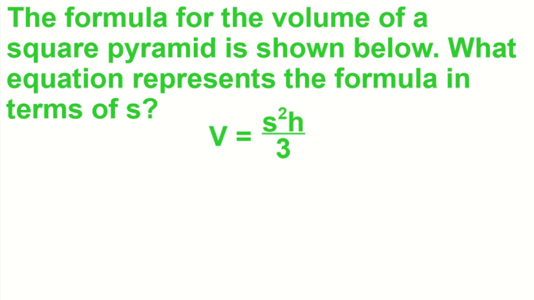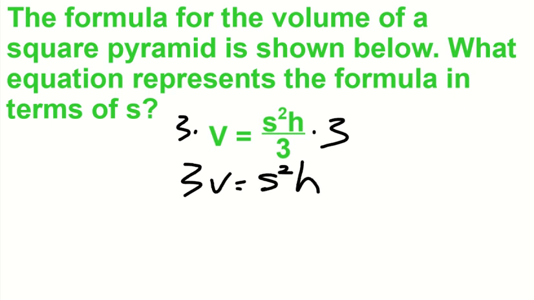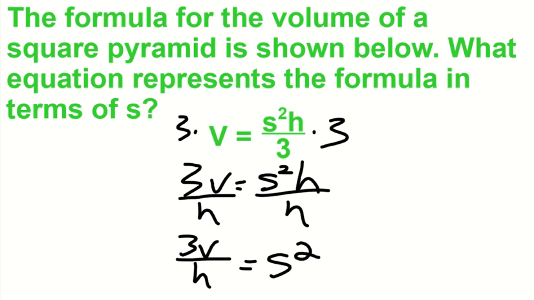When you have some operations on the top of a fraction like that, think of it like there's parentheses around them. So how do we get rid of the 3? Multiply. We do opposite. So we go times 3 to each side. So I'd have 3v equals s squared times h. All right, now what? Get rid of the h. How do we get rid of the h? Divide. That's multiplication, so we divide. We divide by h. So I got 3v over h equals s squared.